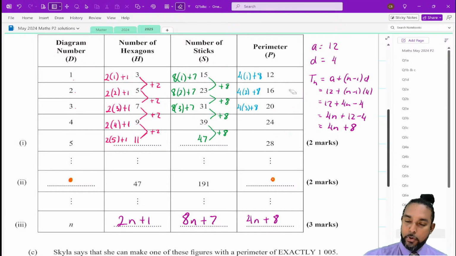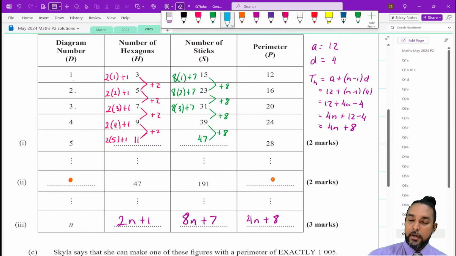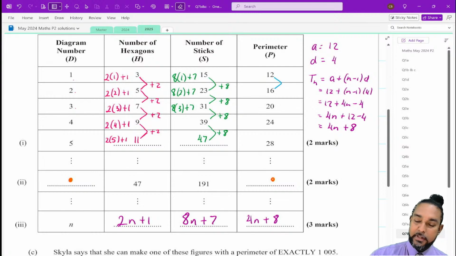Okay. So let's just go over the blue one more time. So again, the first thing to analyze here, if you're doing it this way, is the increase at each step, right? So to go from 12 to 16, that's an increase of 4. Same thing, from 16 to 20, that's also an increase of 4.